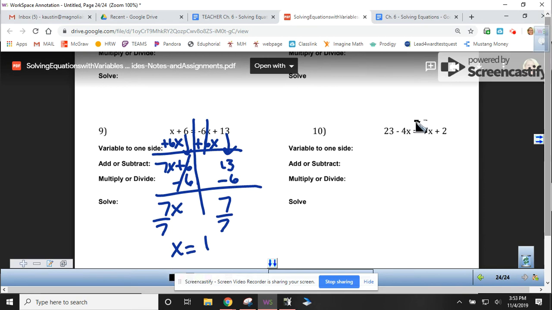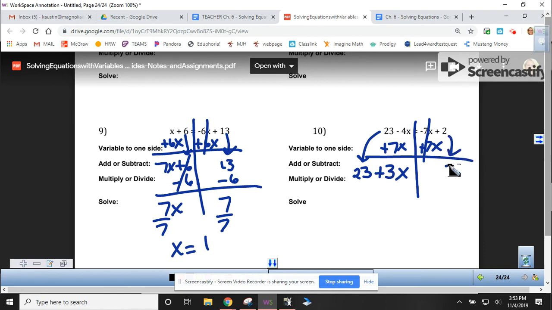And number 10, I've got 23 minus 4x is equal to negative 7x plus 2. Well, negative 7 is less than negative 4. So I'm going to move it over. I'm going to add 7x to each side. That cancels out. I'm going to bring this down, 23. Negative 4 plus 7 is positive 3x.